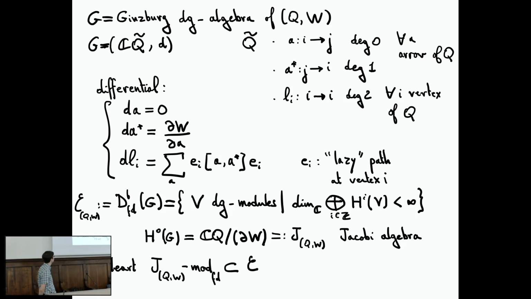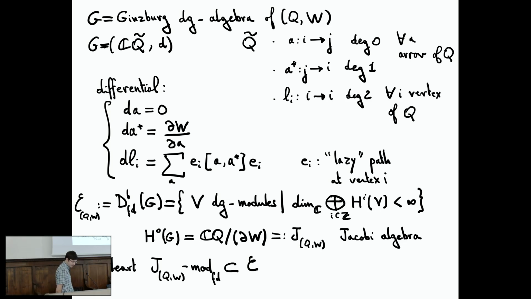You might ask about the relation between this new algebra and the old path algebra of the quiver. Actually, there is a simple relation between them. If you think about the 0th degree cohomology of this Ginzburg DG algebra, it will simply be the path algebra of the quiver CQ divided by the relations coming from partial derivatives of W, sometimes called the Jacobi algebra of the quiver with potential. So if there is no potential, it's just the path algebra of the quiver. And if there is some potential, it's a path algebra with relations imposed by the partial derivatives of the potential.